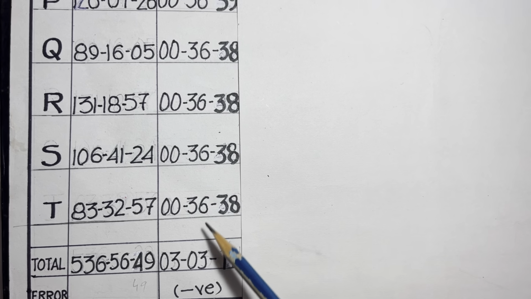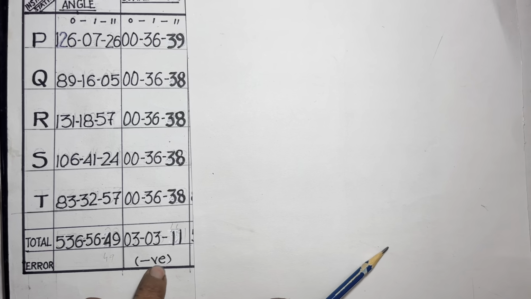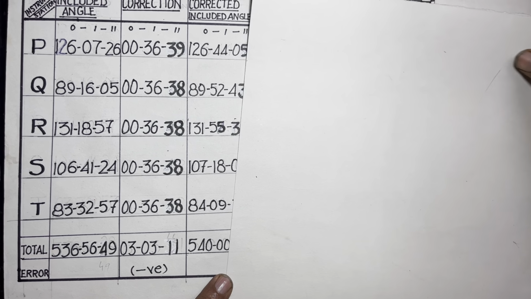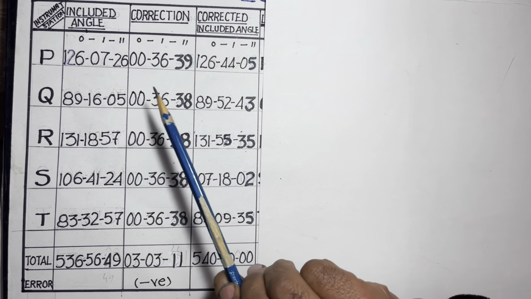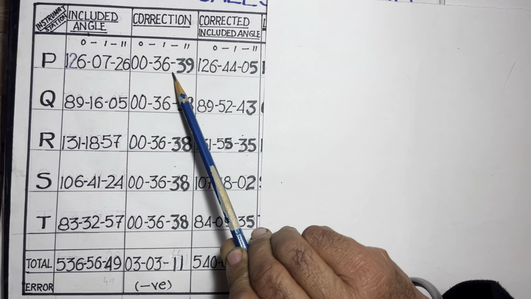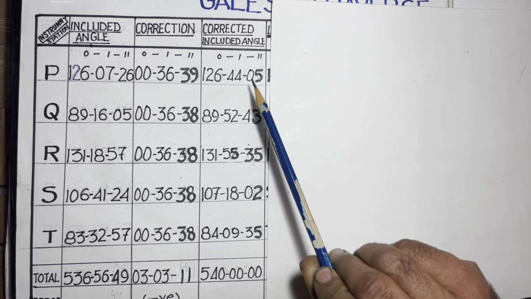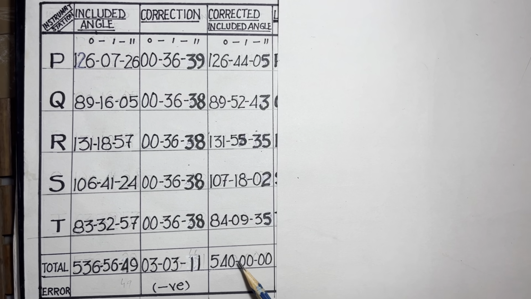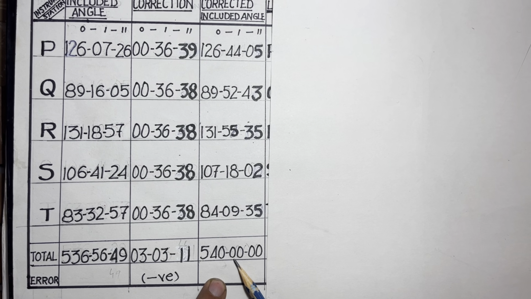Now this sum must be equal to the applied error. So the error is this much and we applied this correction. After this, the corrected angles are like this. These are the observed value plus correction. This is the corrected included angle. Now we have calculated all the corrected angles. The sum now satisfies the condition of 2n minus 4 right angles.